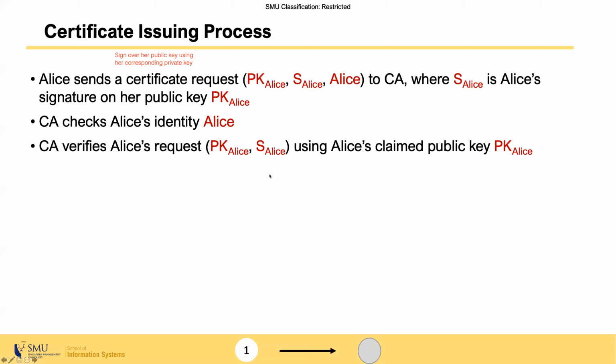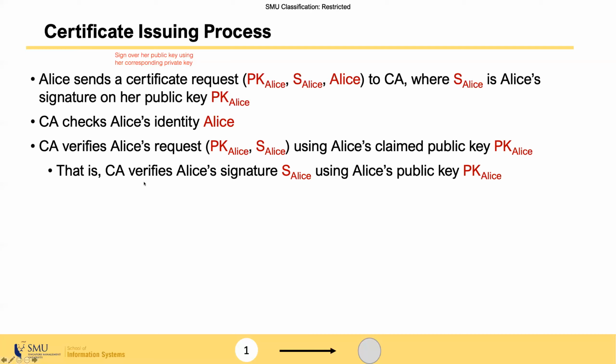is the digital signature verification process, because Alice has sent her signature to prove that she does own the public key. So the CA has to verify that. Essentially, the CA verifies Alice's signature by using Alice's public key, because she also sent the public key. This is the exact digital signature verification process that we discussed in the earlier lecture. Again, notice the notation that we are using here. To denote the digital signature of Alice, we use this notation.